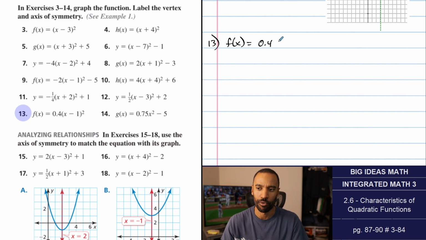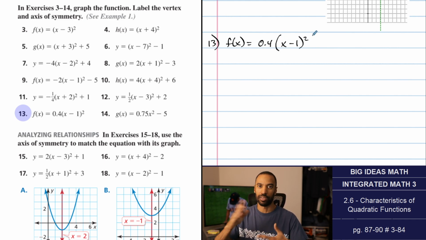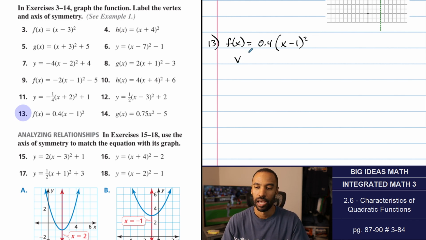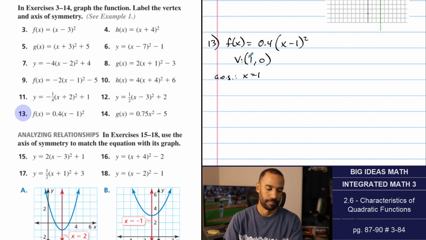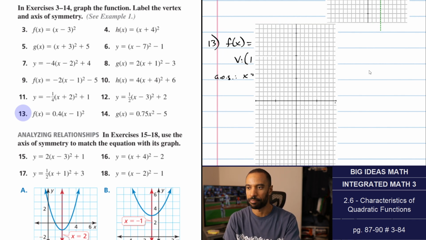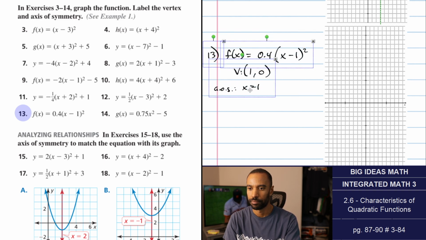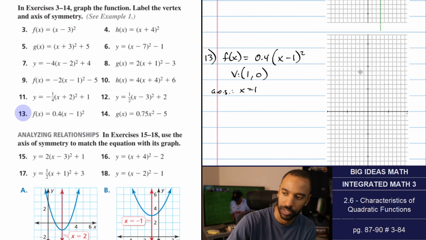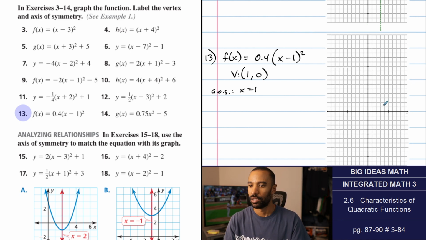Remember, multiplying by 0.4 is the same as multiplying by 4 and then, you know, moving the decimal, right? It is a vertical compression. Vertex is at 1, 0. Don't forget the plus 0 being there. Okay, so with this one, let's give this a shot. Again, a little different, but if it's a problem provided, it is a problem to be answered. All right, 1, 0 with axis of symmetry.